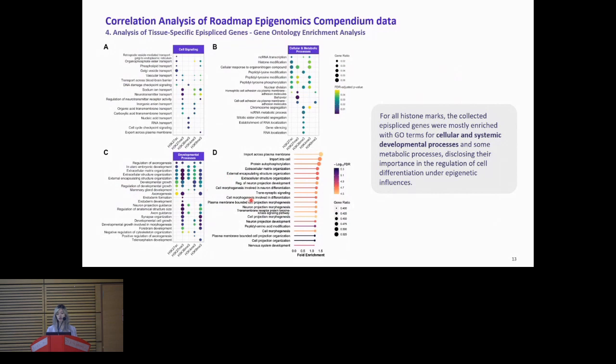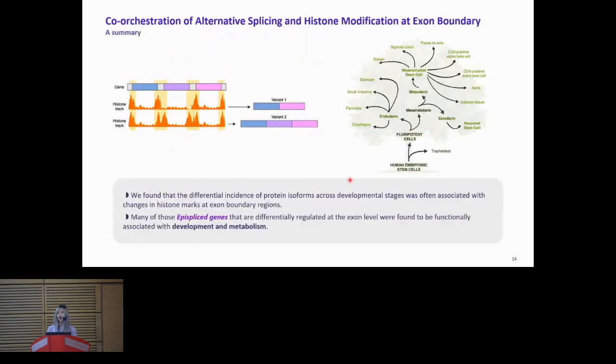We pool all the episplicings together, regardless of which histone modification they relate to. We also see terms like morphogenesis or neurogenesis coming on top. So now to the conclusion: we found that the differential incidence between exon usage and histone marks are often happening at the exon boundary region that we call flank, and many of the episplicings are differentially regulated at the exon level and are functionally enriched with developmental and metabolism processes.